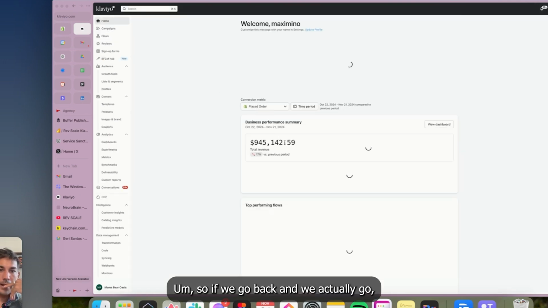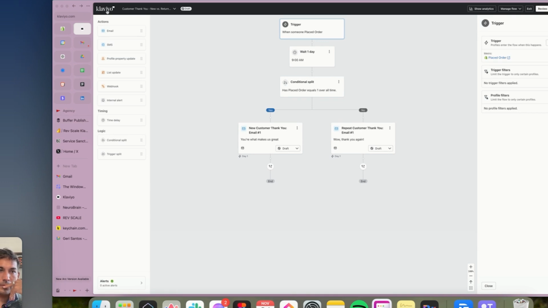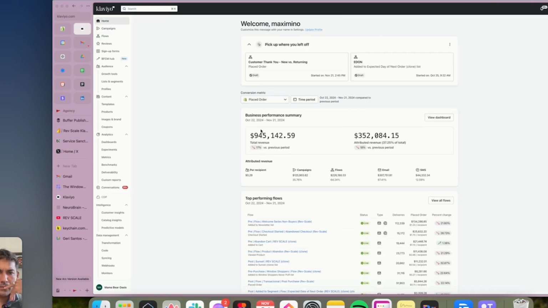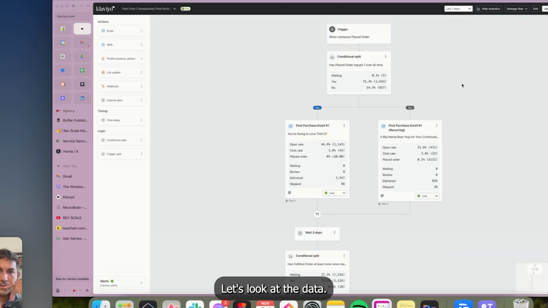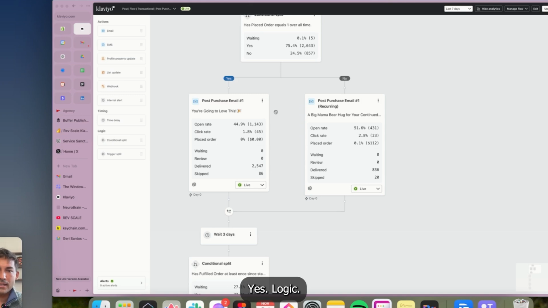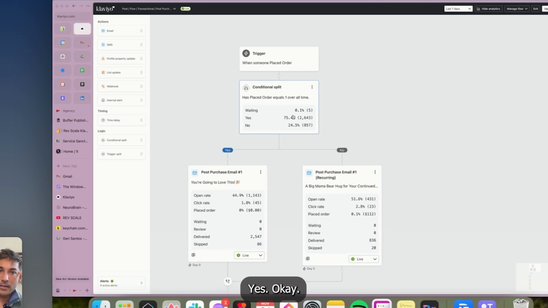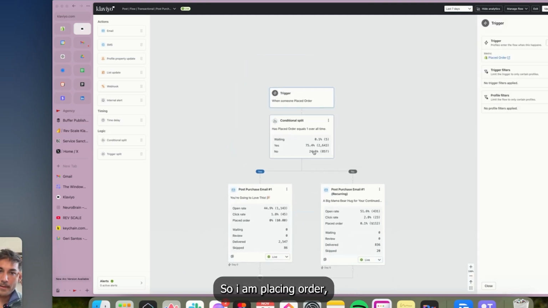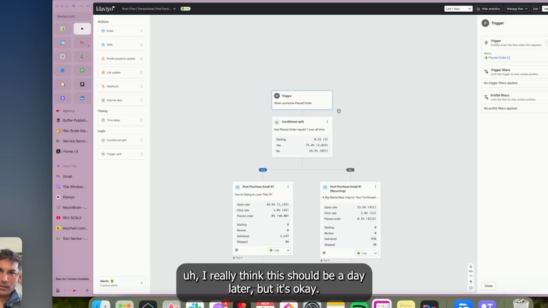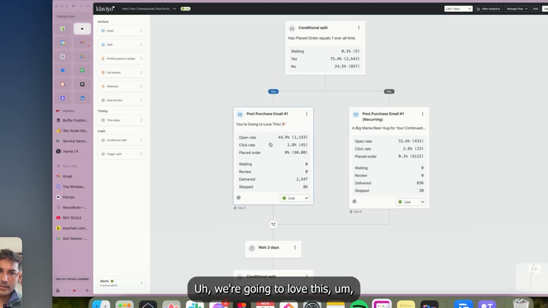So if we go back and we actually go, oh, whoops. Oh man. All right, sorry about that. Post purchase. Let's look at the data. See, it's falling around that yes logic. Most of the logic is going to be from first time, right? Yes. Okay, someone placed an order. I really think this should be a day later, but it's okay. We're going to love this.